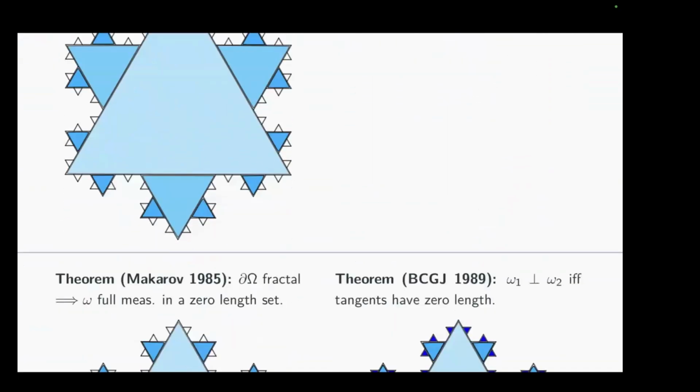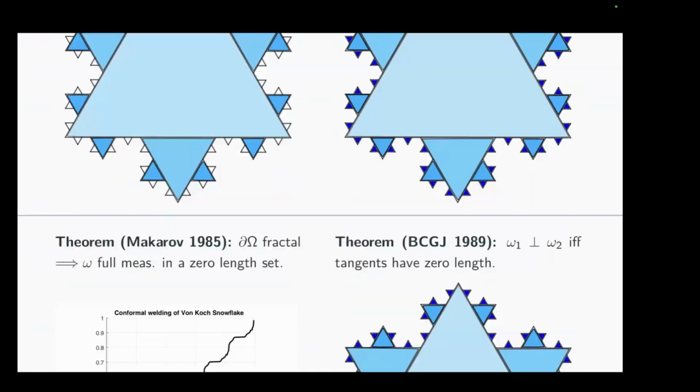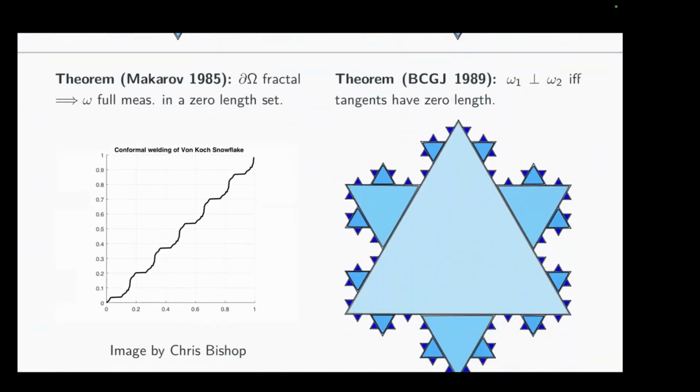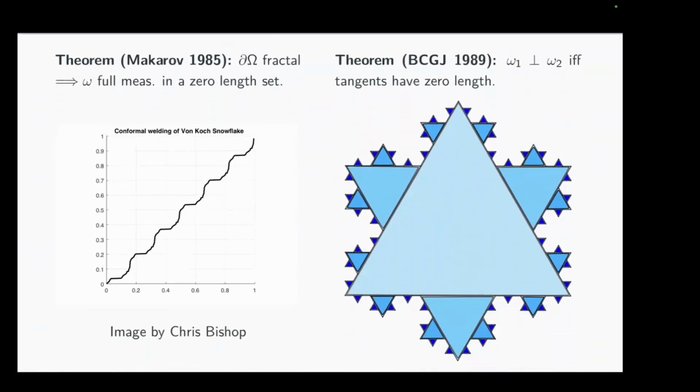I have not drawn what you get in the limit, but what I have here, again thanks to Chris helping me generate this image, is the conformal welding of the snowflake, and it looks like this. And you might know that the snowflake is a quasi-circle since it satisfies the bounded turning condition that Ahlfors proved. Are there any questions?